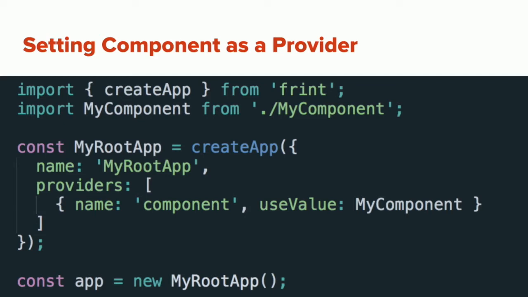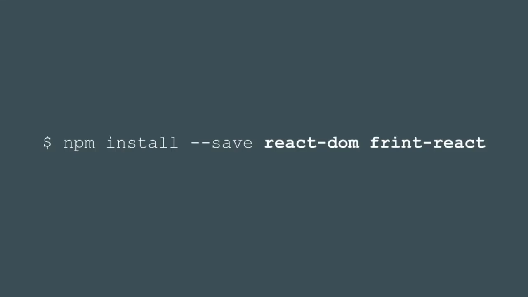So how do we let our application know that we have a component that we want to render at some point? We set it as a provider. By convention, we give the provider the name component, and the value is my component that we just imported from the module of the React component that we created. And then we continue with the app instantiation at the bottom. But still, it's not rendering anything. We just let our app know that we have a component that may or may not have more child components, but that's it. When it comes to rendering, we need to get React DOM, which is needed for React itself. And then we have the React integration package called FrintReact.